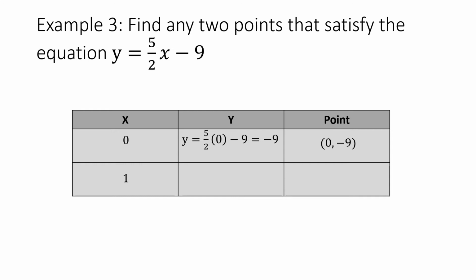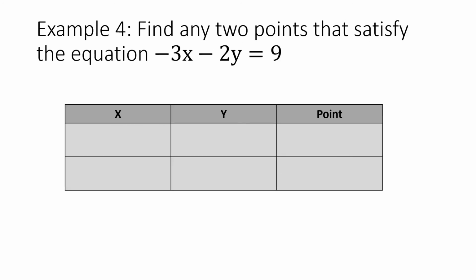And so wherever you see an x, you put parentheses there and you put 1 in for x, and then you solve the equation for y. So y equals 5/2 parentheses 1 minus 9. That will equal, if you put that in your calculator, it will simplify down to be -13/2, which means my point would be 1 comma -13/2 as my 2 points that satisfy the equation.